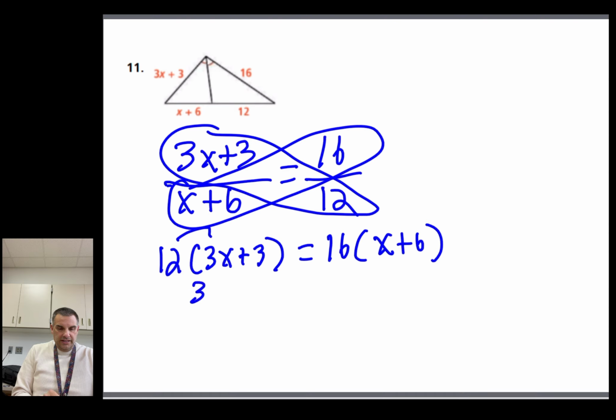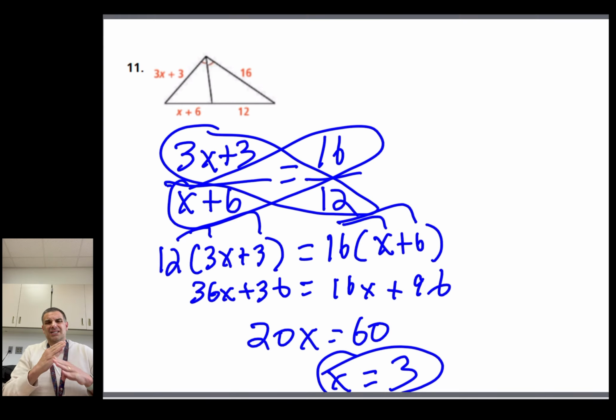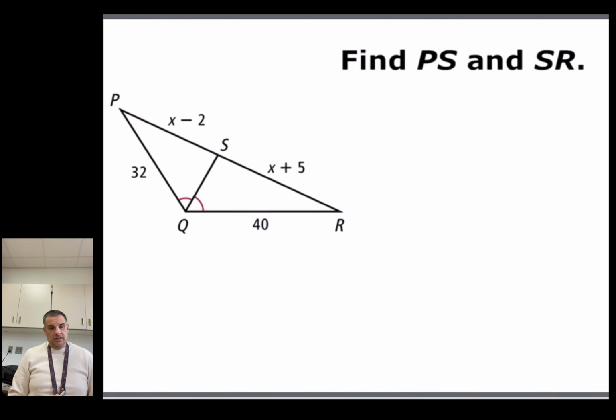Distribute, that's 36x plus 36 equals 16x plus 6 times 16 is 96. Subtract 16x, that's 20x. Subtract 36 from 96, that's 60. So you get x is equal to 3. But again, it's the means times the extremes when you're doing these different types of problems. Okay, so let's look at another one.